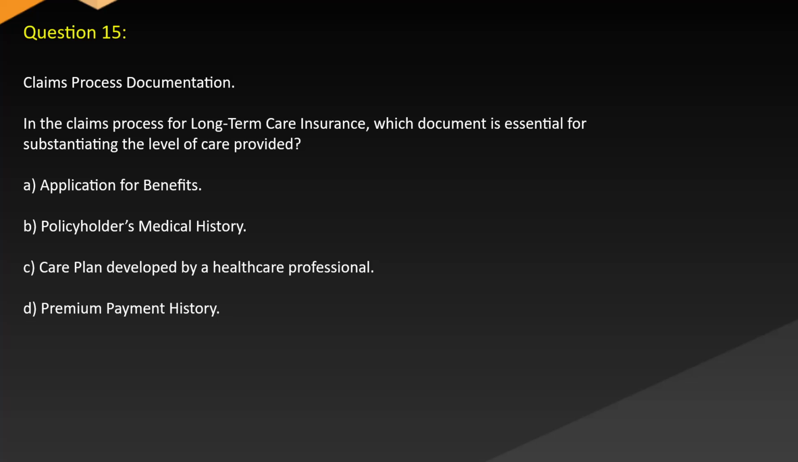Question 15. Claims process documentation. In the claims process for long-term care insurance, which document is essential for substantiating the level of care provided? A. Application for benefits. B. Policyholder's medical history. C. Care plan developed by a healthcare professional. D. Premium payment history.